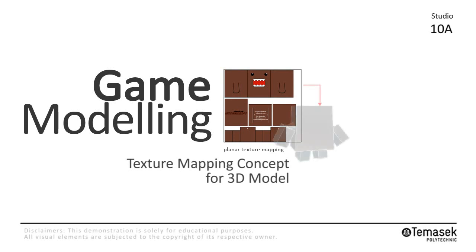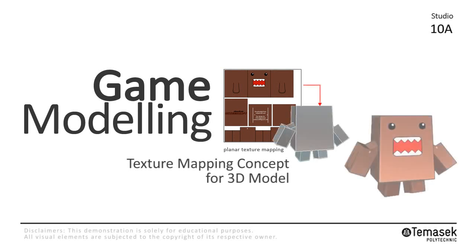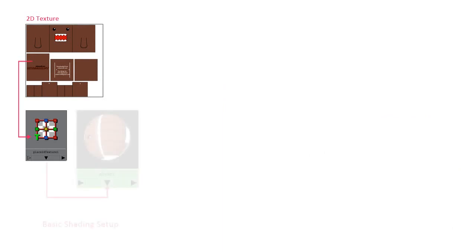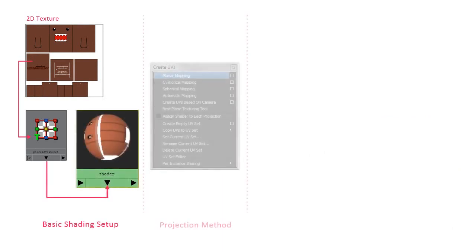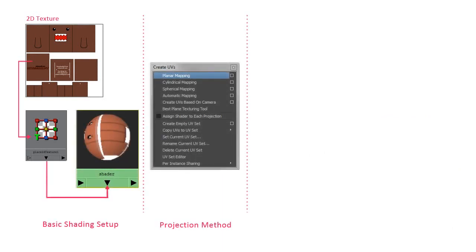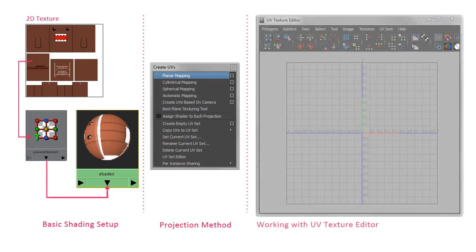Today, I would like to walk you through a basic method for mapping a digital image onto a 3D model surface. This exercise will involve the flow for setting up a basic color shader and its applications, by using planar projections and the UV Textures editor as well.